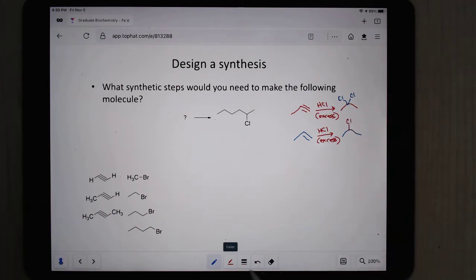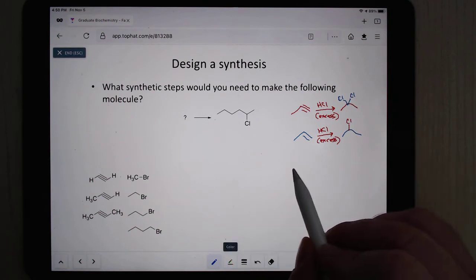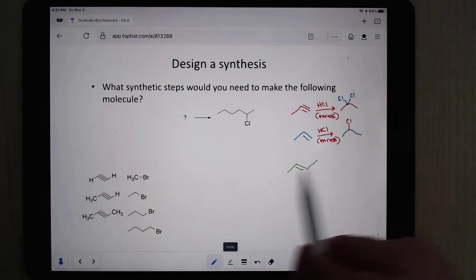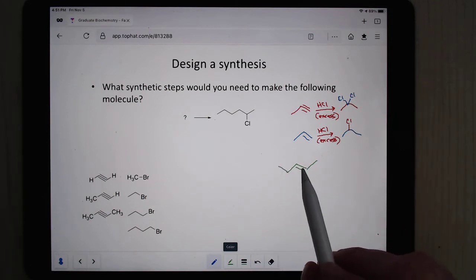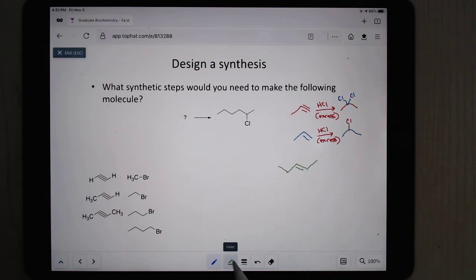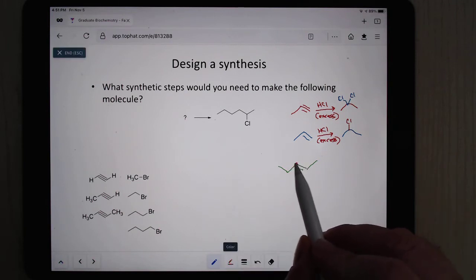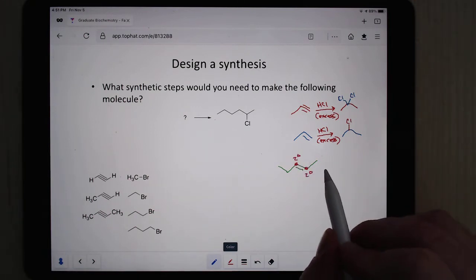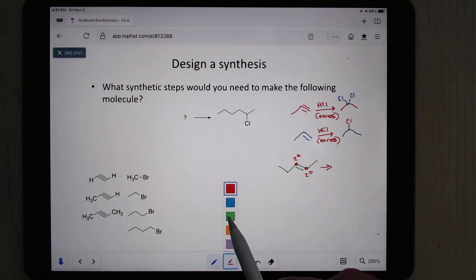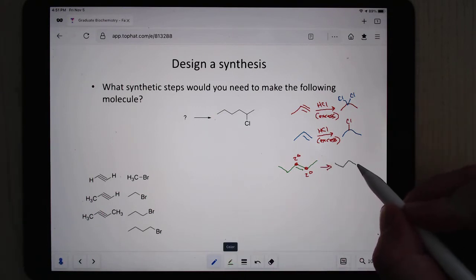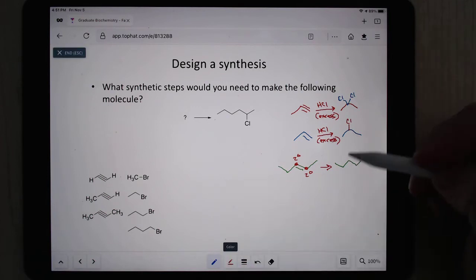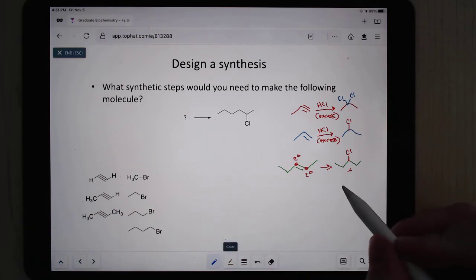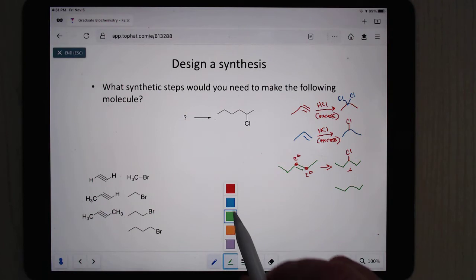Now, you have to be careful, because what you don't want to do is have it like this. Let's say you have it like this. Because remember, this is secondary and this is secondary, so there's no preference. And so what you would end up getting would be a mixture of products. You would get half the time the chlorine would go here, and the other half the time the chlorine would go here.